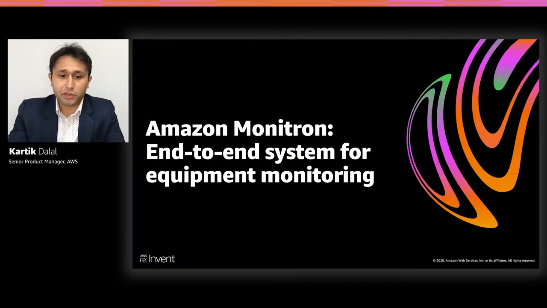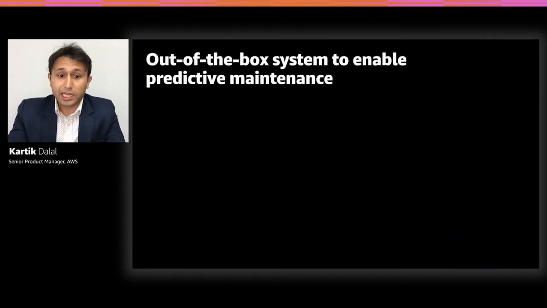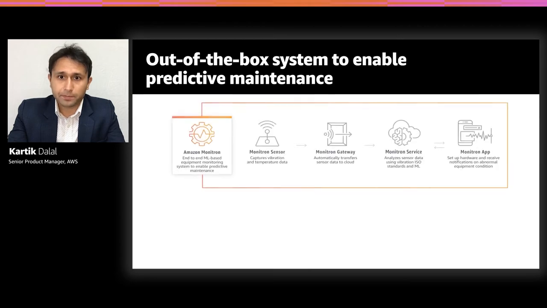Introducing you to Amazon Monitron, an end-to-end system for equipment monitoring, a new service that reimagines how you can enable predictive maintenance for your industrial equipment. Amazon Monitron is an out-of-the-box system that allows you to enable predictive maintenance in an easy, quick, and cost-effective way. It includes everything you need to start monitoring your equipment. It has sensors that are purpose-built to capture vibration and temperature patterns of the equipment. Vibration and temperature are good indicators of the health of the equipment.